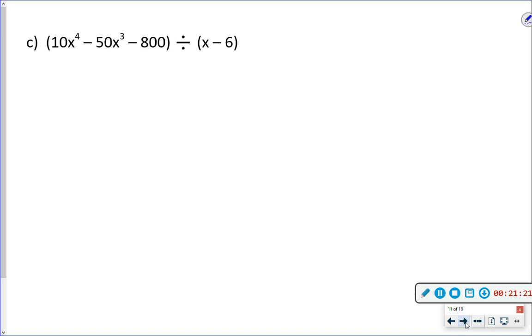So first question, we should be able to just mental math it now. What's your divisor? 6. Now I've got my 10x to the 4th. I have my -50x cubed. I don't have an x squared. I'm always worried about the like terms, so I'm going to put a 0 for the x squared because I want to keep things lined up and I don't want it to get messy on me. I'm going to put a 0 for the x term also.